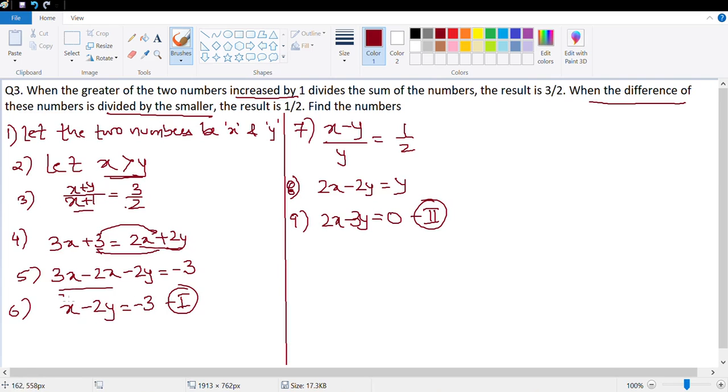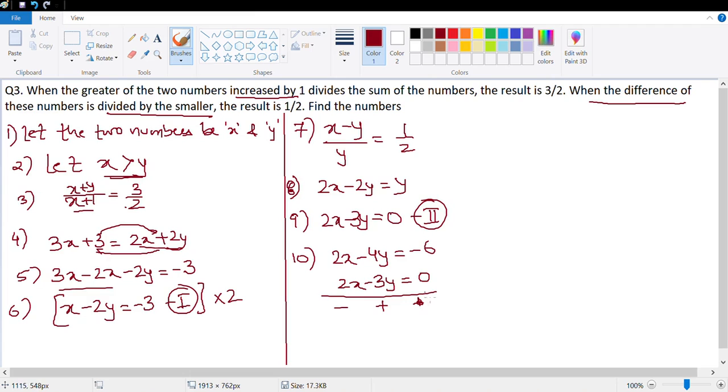So now we need to solve these two equations. Let's try and equate the coefficient of x. Multiplying the first equation with 2, we get 2x minus 4y is equal to negative 6, and this equation is 2x minus 3y is equal to 0. Subtracting them, 2x minus 2x gets cancelled. Negative 4y plus 3y, that's negative y. Negative 6 plus 0, that's negative 6, which means y is equal to 6.